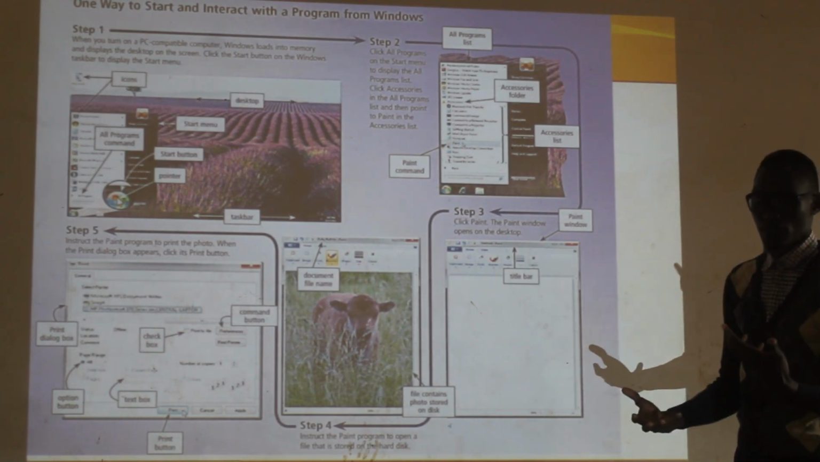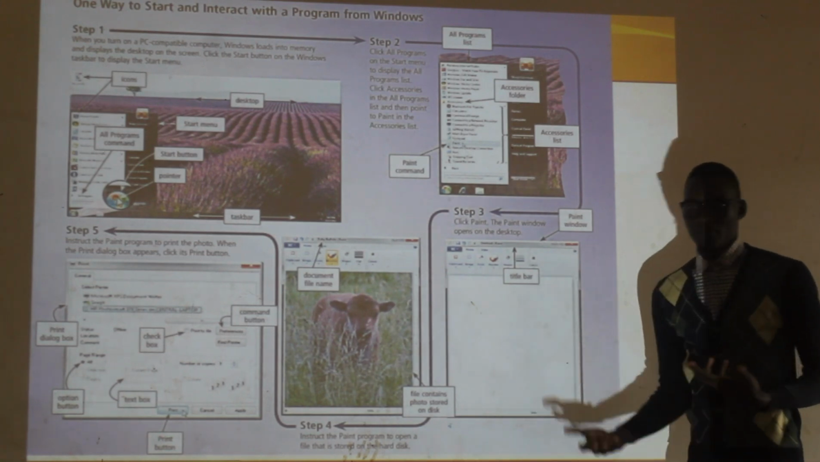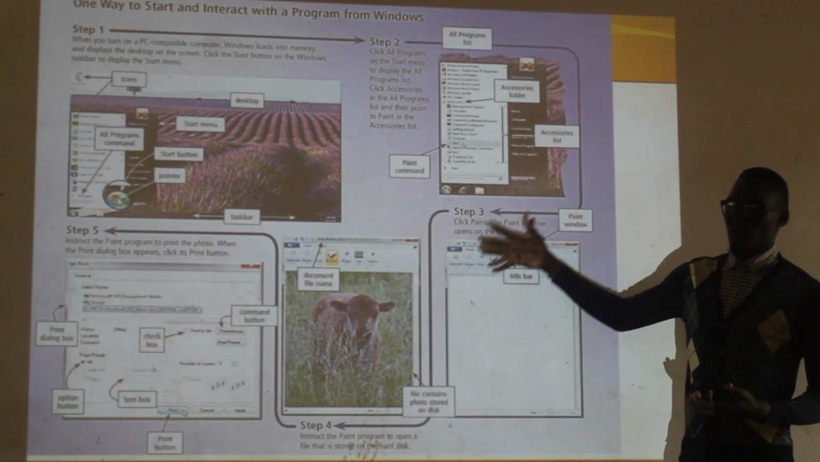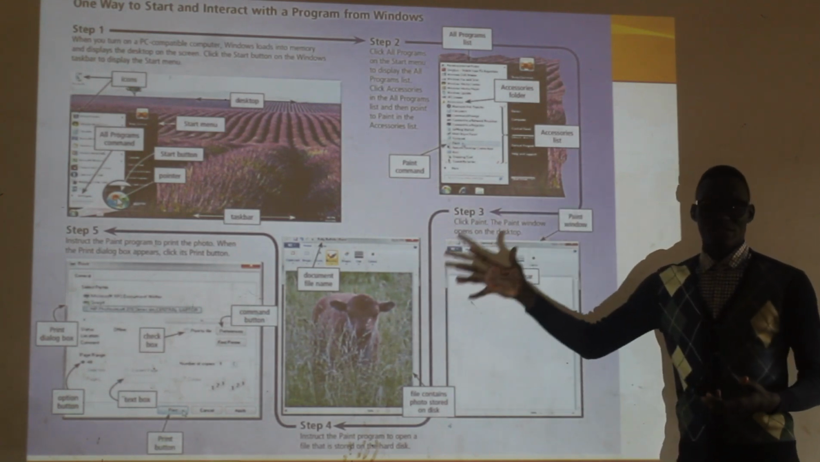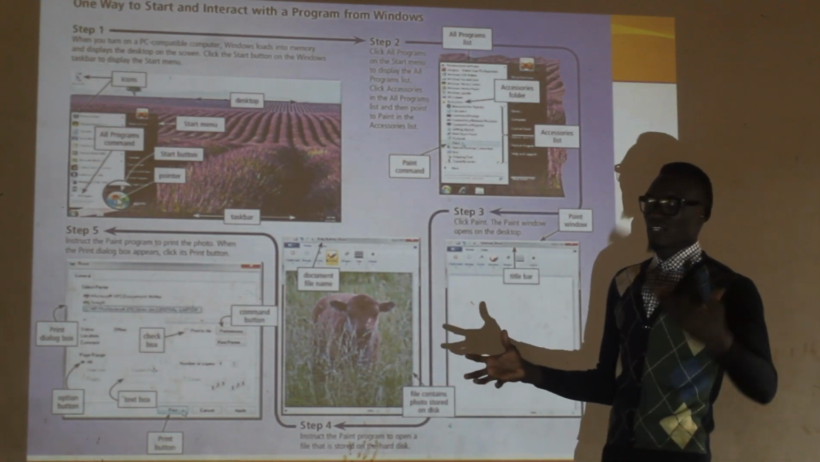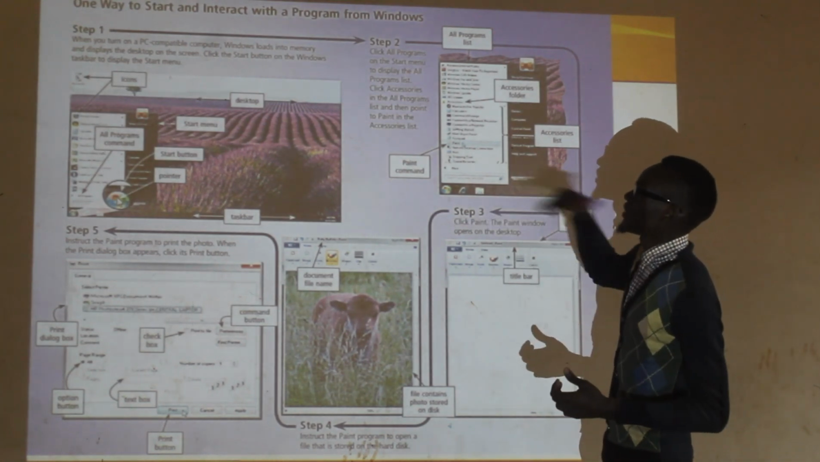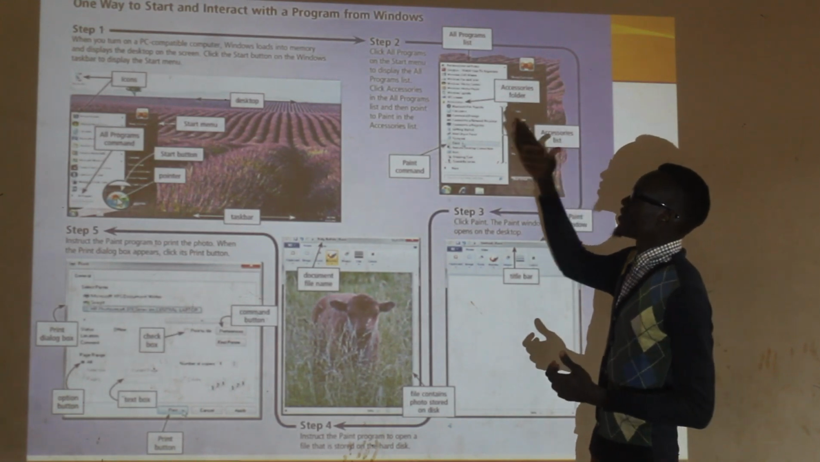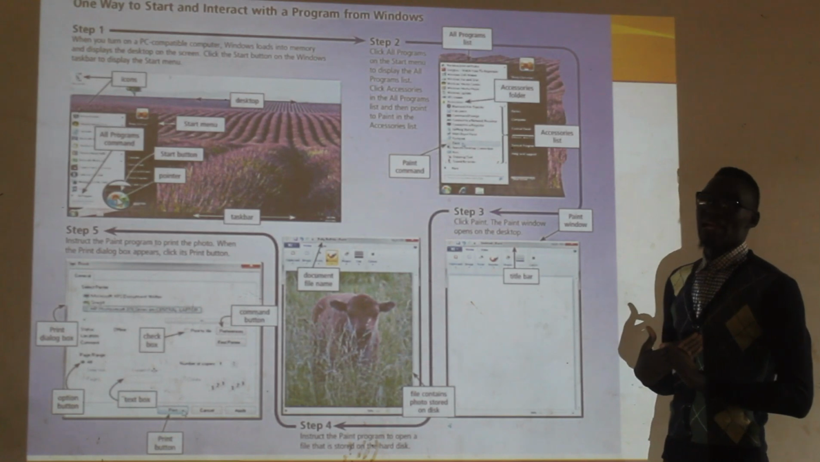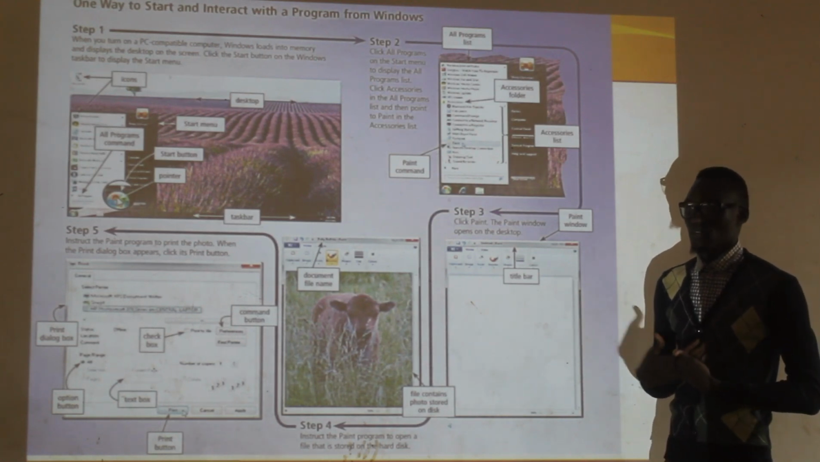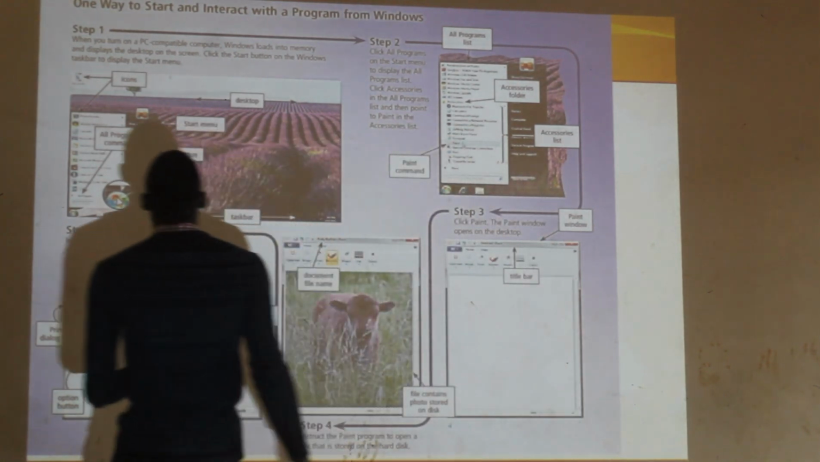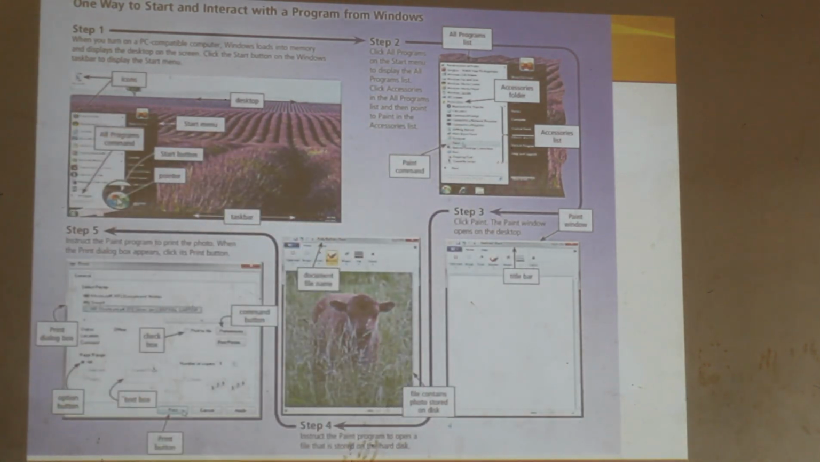I told you before that I am going to be brief on this, because you are still going to learn how to interact with software when you are dealing with the topic computer software. Here we are looking at an example of how to interact with a program that you have launched so that you can perform a task.